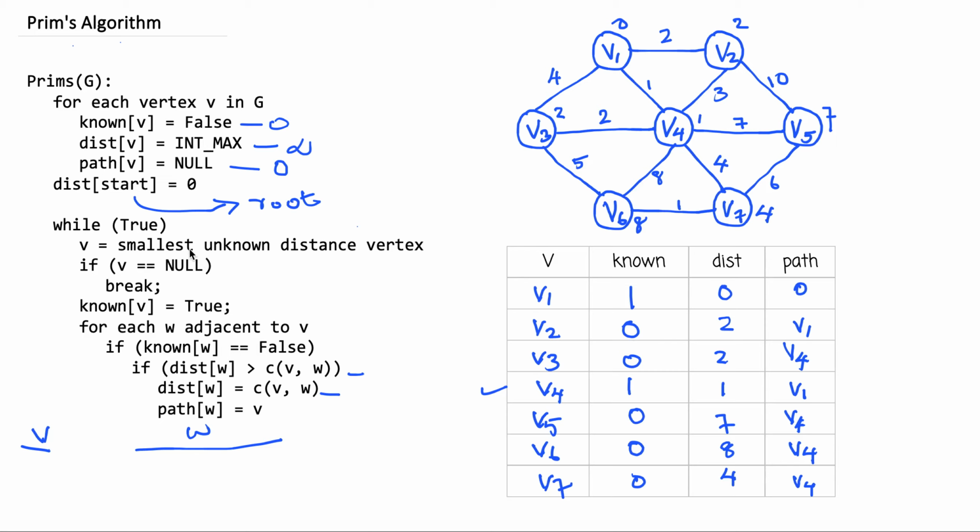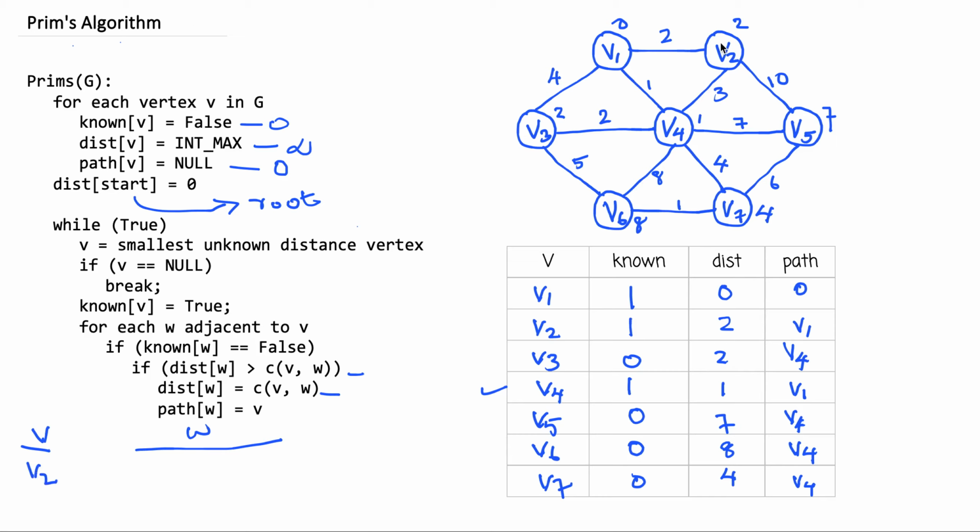Next we have to pick the smallest unknown distance vertex, and in this table you can see that the smallest unknown distance vertex has two candidates, V2 and V3. So we will be arbitrarily choosing the vertex V2. So I am choosing the vertex V2, and then I will be assigning the known status of that vertex to be true. So this is written as 1, that is we have selected V2.